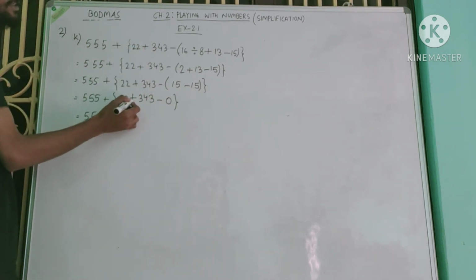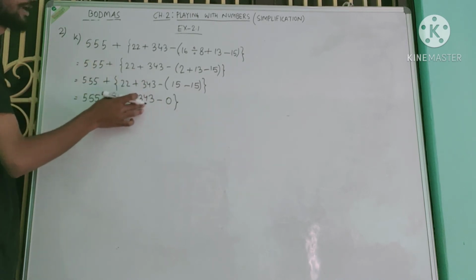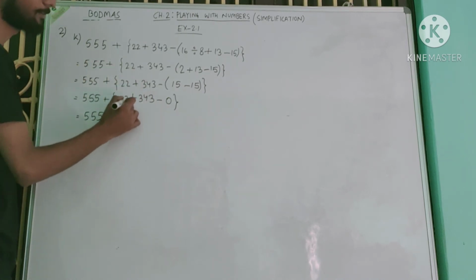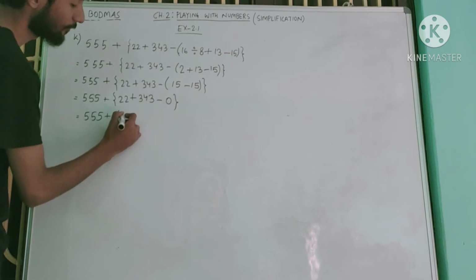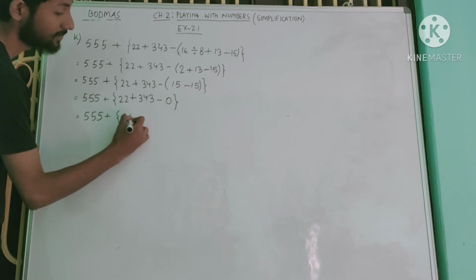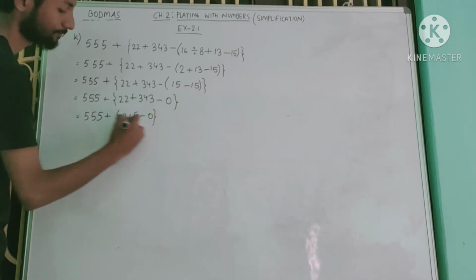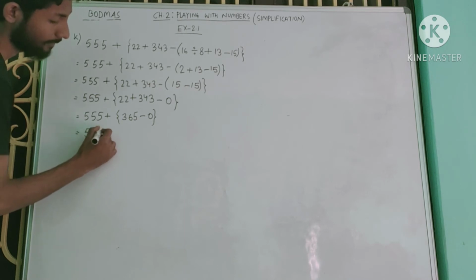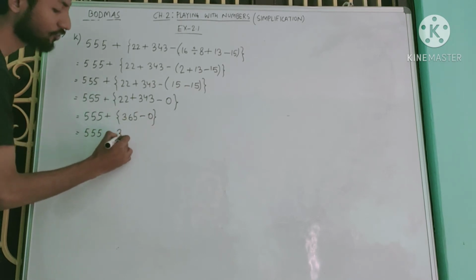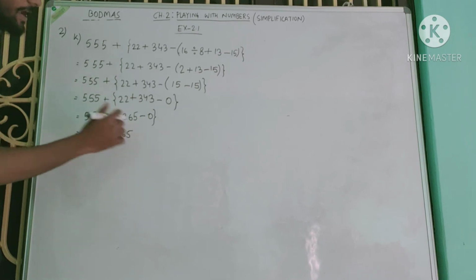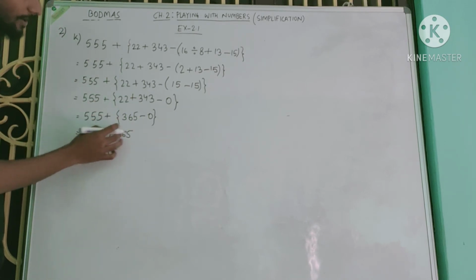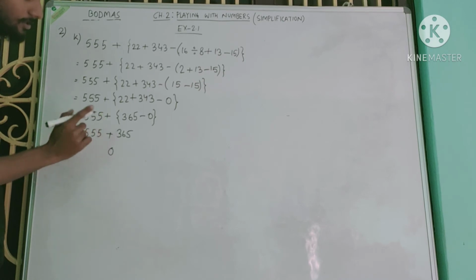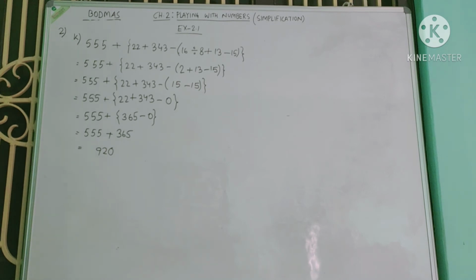Now in the second bracket you can see here there is plus and there is minus. So first we have to solve for the plus. So 22 plus 343 will be 365. Then minus 0. Then 555 plus 365 minus 0 is 365 only. Then we have to add these two. So 0, 5 plus 5 is 10, 0, there is 1, 1 plus 5 is 6, 6 plus 6 is 12, 2 is there and 1 is there, so 920.